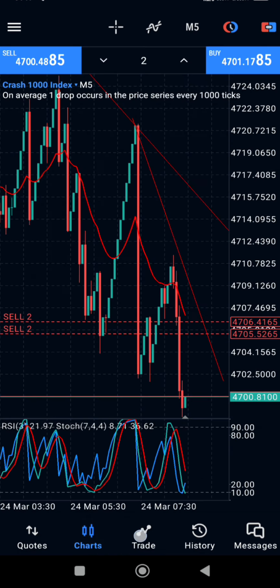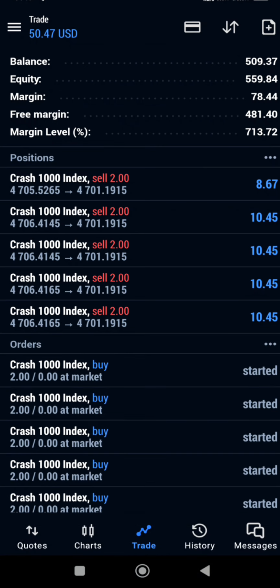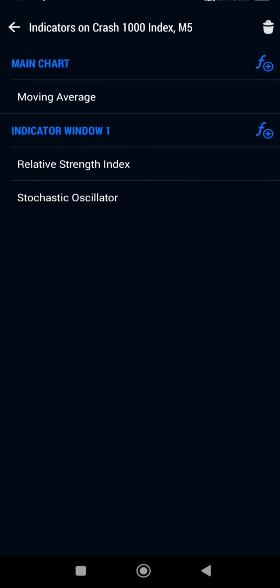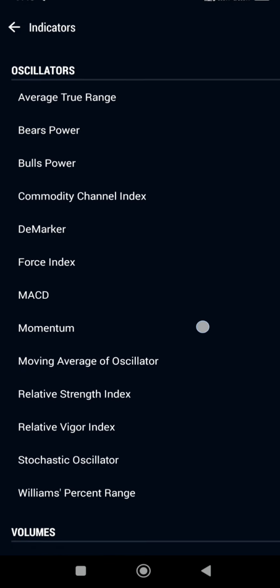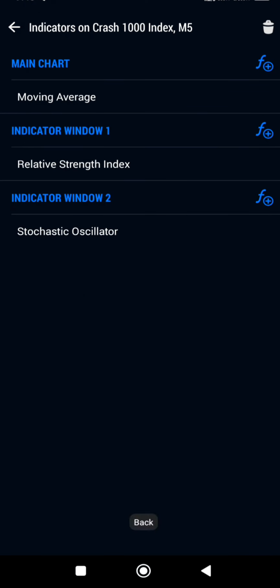Now let me just take this profit so that it won't go too long. Now I'll go back and remove the stochastic. Remember, we have the settings. Then I will click on the main chart. Then let's go for stochastic this time. You can see the setup is 7, 4, 4, low/high, and then it's on indicator window 2. Now look at it. Now we have the main chart, the indicator window 1, then indicator window 2.